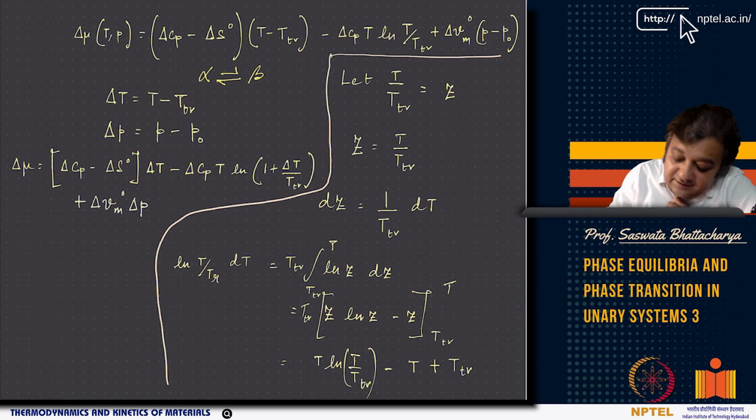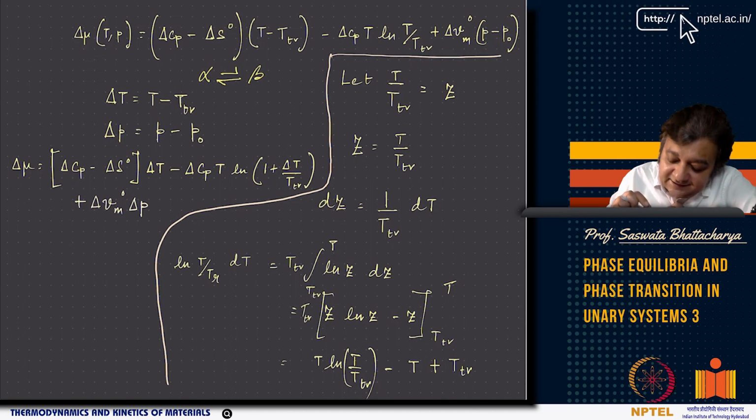But if delta T is small, then this ln term can be approximated further. So for example, I can write T minus TTR by TTR. Then basically I can write ln of 1 plus delta T by TTR, and this is very small. So I can expand this logarithmic series about delta T by TTR, where the subscript TR is the transformation temperature. So delta T means how far away my temperature is from the transformation temperature.